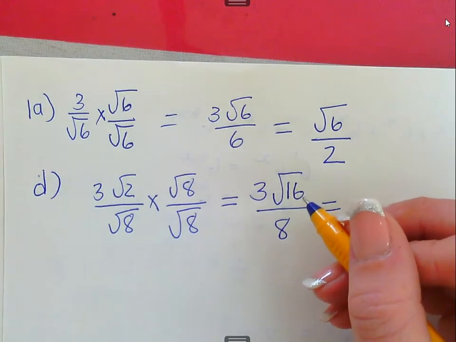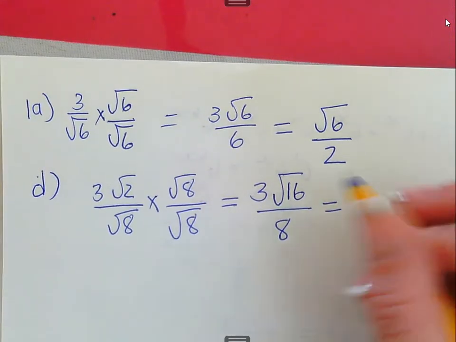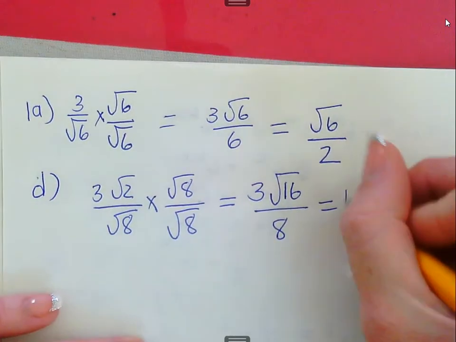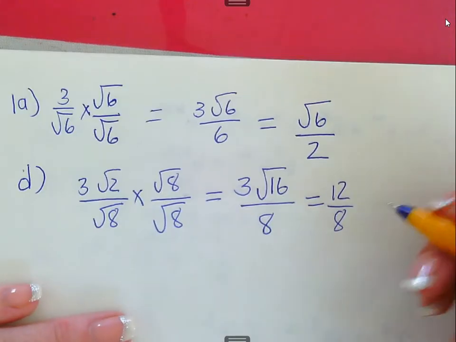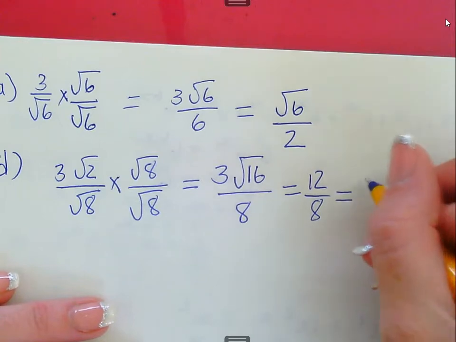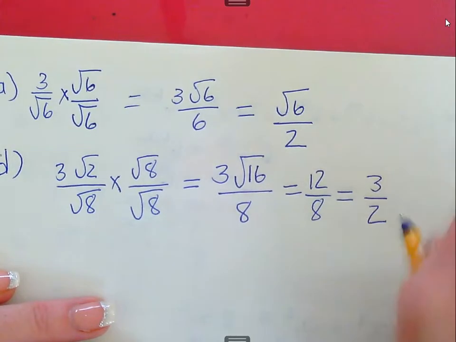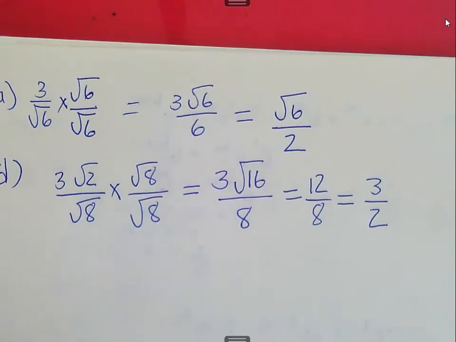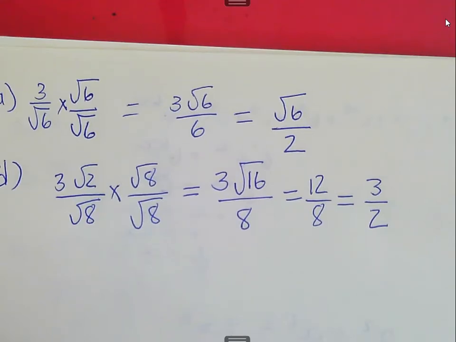And then what is the root of 16? 4. So did you notice I can calculate that? Then it gives me 12 over 8. And that can still be simplified to give me 3 over 2. Who got that one right? Good. Do you all understand it?